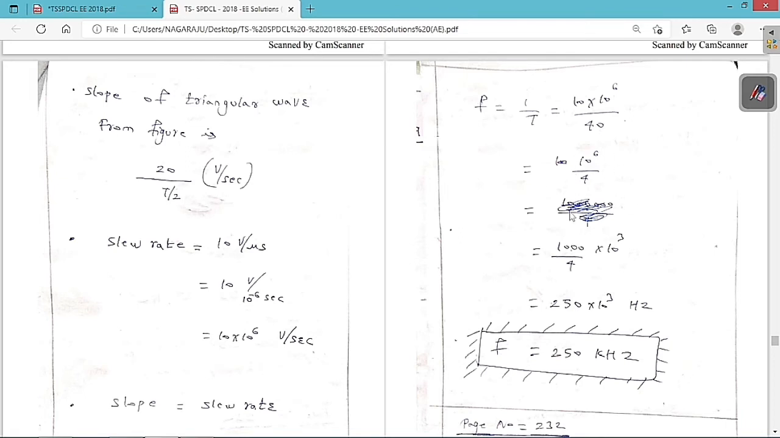If we solve this, we finally get 250 into 10 to the power of 3 hertz, which is equal to 250 kilohertz. This unit is hertz. So 250 kilohertz is the maximum frequency of the triangular waveform that we can reproduce with the help of this op amp. So always, to find the maximum frequency, you have to equate the slew rate of the op amp to the slope of the triangular waveform.